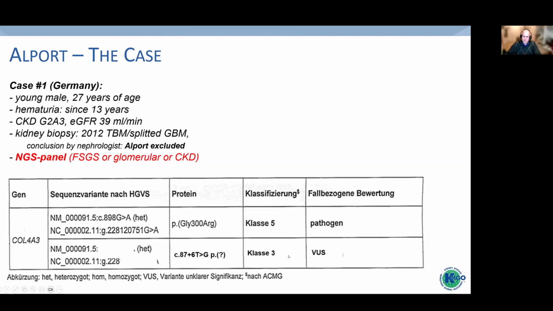And this would be a typical result. We already heard from Albertien. We have a class 5 variant in the COL4A3 gene, which means it's an autosomal variant, and we have the other allele involved with a variant of unknown significance.